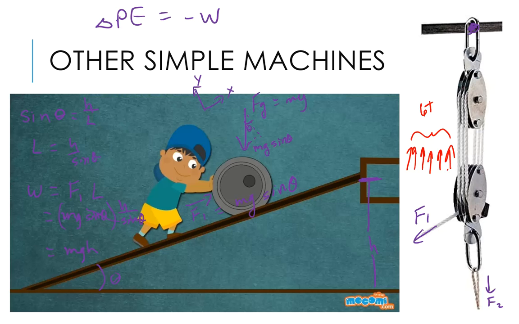So we have a mechanical advantage of 6 here. If I want to raise the load 1 foot, how long am I going to have to pull the rope? 6 feet.